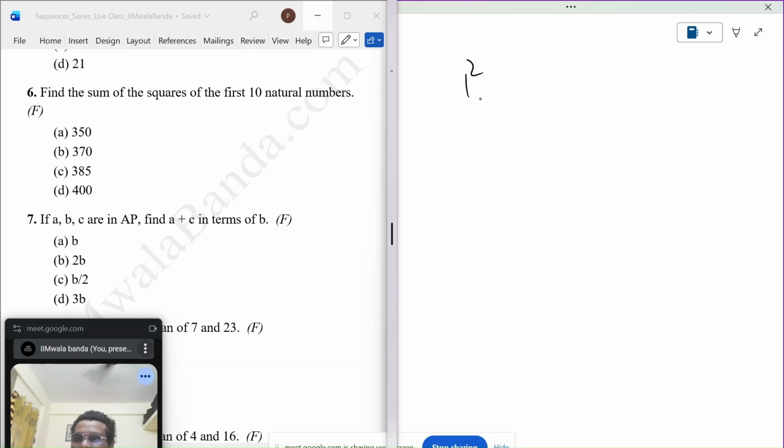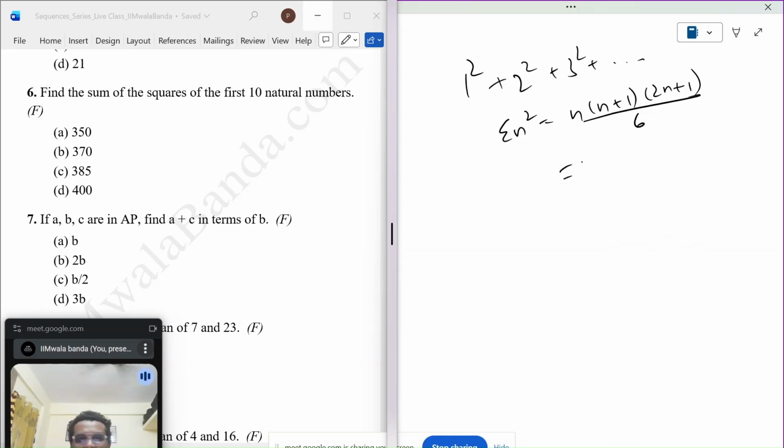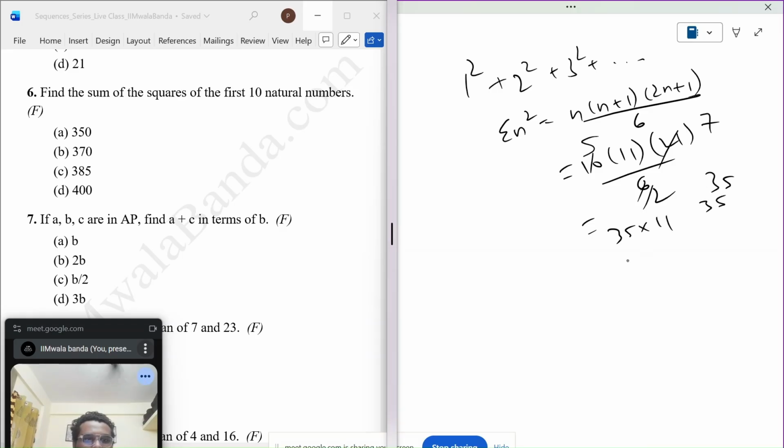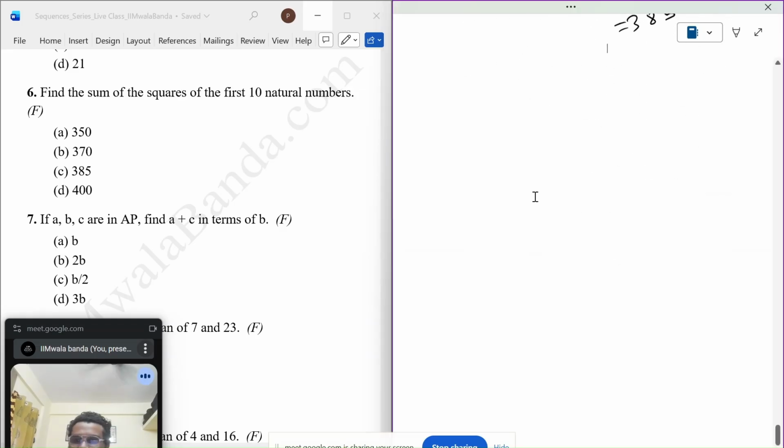First squares of first n natural numbers. I think we already did this. Sigma n square, which is n into n plus 1 into 2n plus 1 by 6. So basically 10 into 11 into 21 by 6. 35 into 11, which is 385. Let's do question number 7.